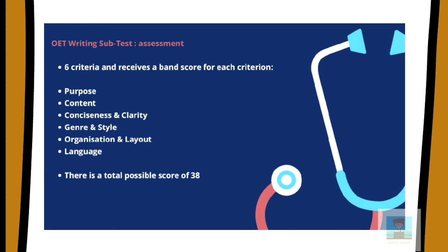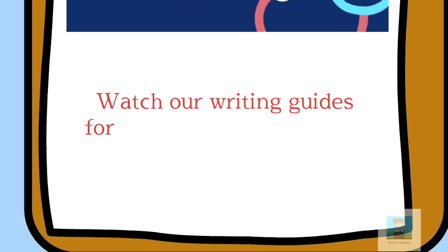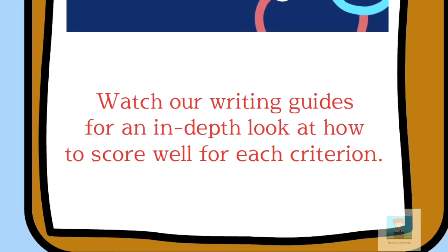And language, whether the accuracy of the grammar, vocabulary, spelling and punctuation communicates the necessary information to the reader. There's a total possible score of 38. Why not watch our writing guides for an in-depth look at how to score well for each criterion?